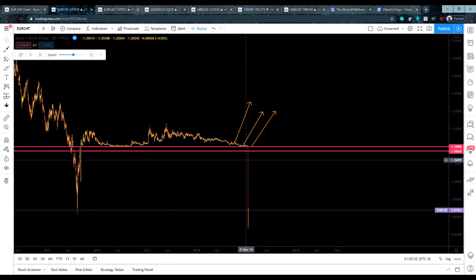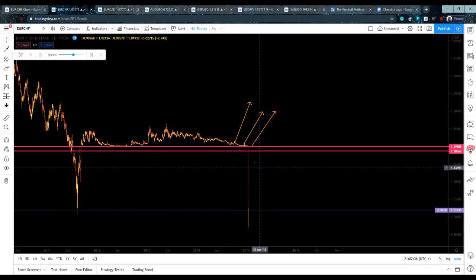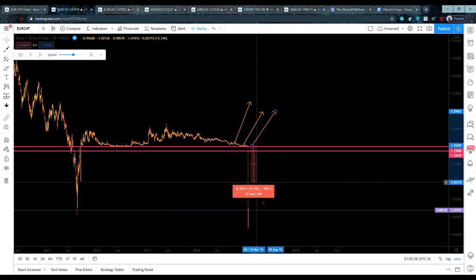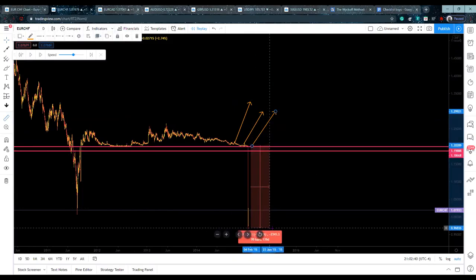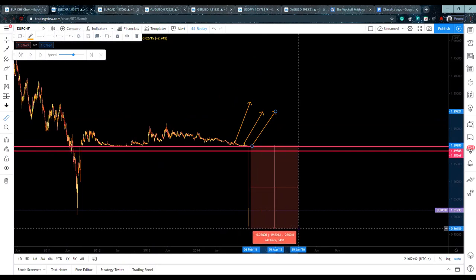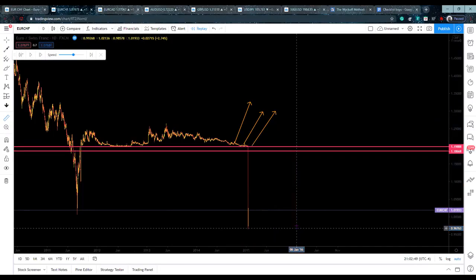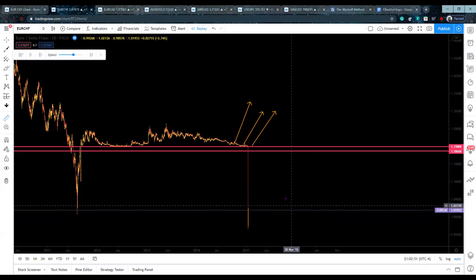Guys, this was one candle. On January 15th, 2015. One singular candle. In about 30 minutes it did this. Okay, let's measure it. It was a total of about 2,382 pips. One candle.